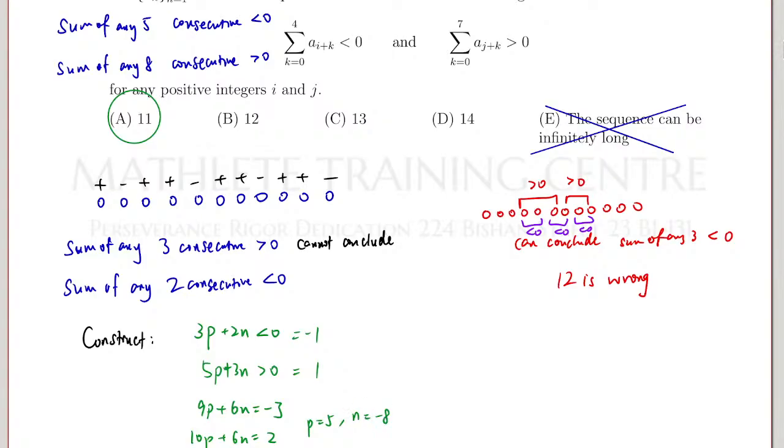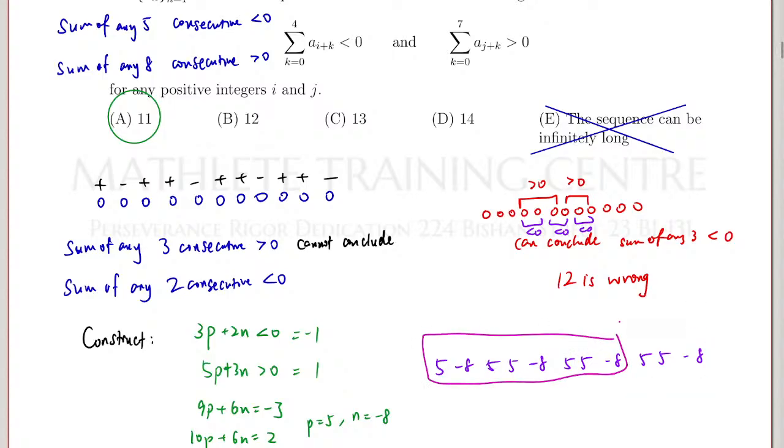So it turns out it is possible. If you just do 5, negative 8, 5, 5, negative 8, 5, 5, negative 8, 5, 5, negative 8, then the sum of any 5 consecutive numbers will be negative 1, but the sum of any 8 consecutive numbers will be 1, just like how we constructed. So 11 is indeed possible.